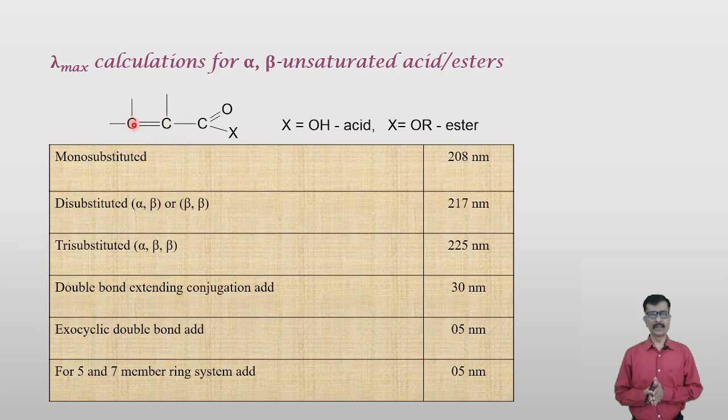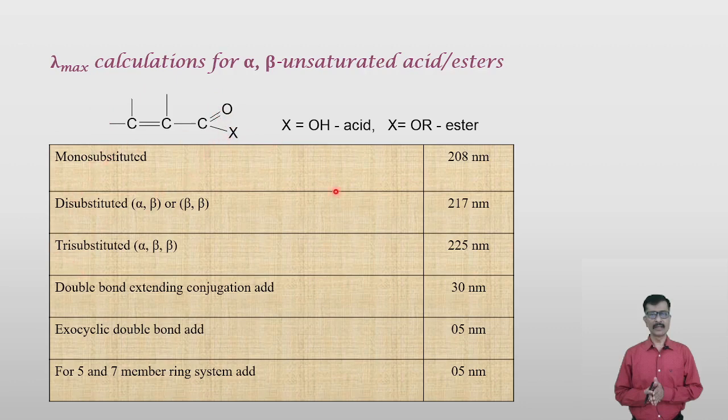At beta carbon, to satisfy the valency of carbon, again a maximum of 2 substituents are possible. So alpha, beta, beta tri-substitution is the highest substitution possible in this class of compounds. If it is mono-substituted, meaning substitution at either alpha or beta, the value is 208. If it is di-substituted, alpha beta or beta beta, 217 nanometers. Tri-substituted, alpha beta beta, 225 nanometers.